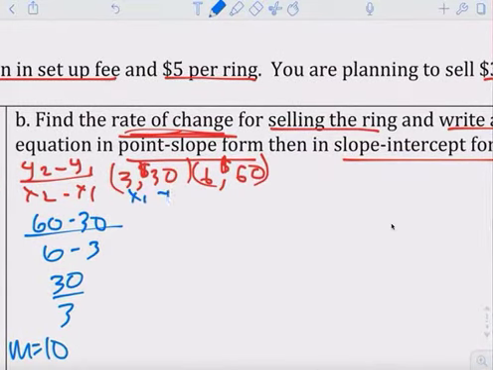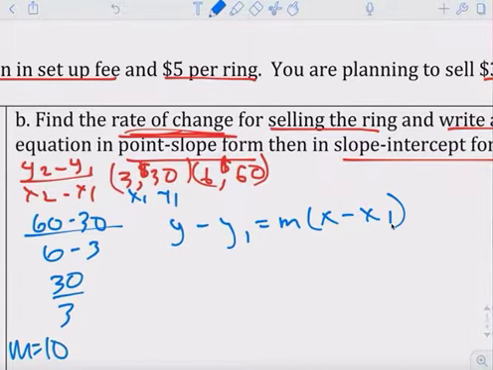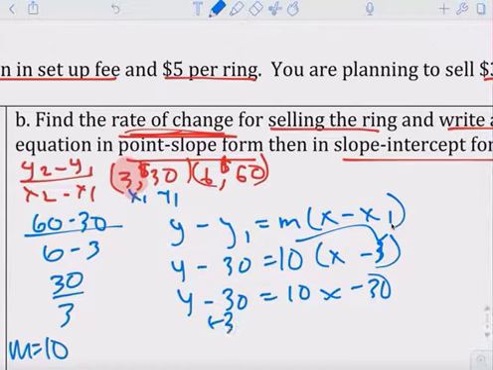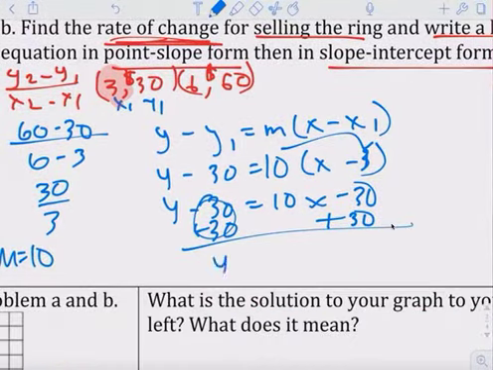So x1, y1. y minus y1 equals m(x minus x1). So y minus 30 equals m(x minus 3). m is 10, x minus 3. You have y minus 30 equals 10x minus 30. Add 30. y equals 10x plus 0, which is 10x.